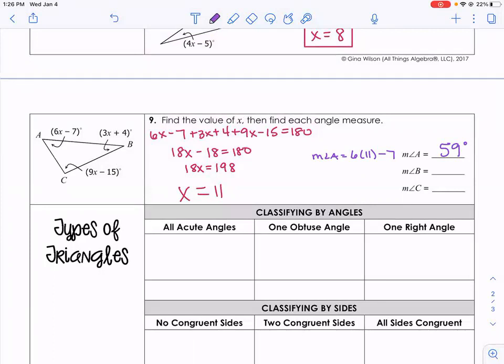Is it too much? I mean, if there's a ton of it on the test, then yeah. We'll be okay. Angle B, 3x plus 4.